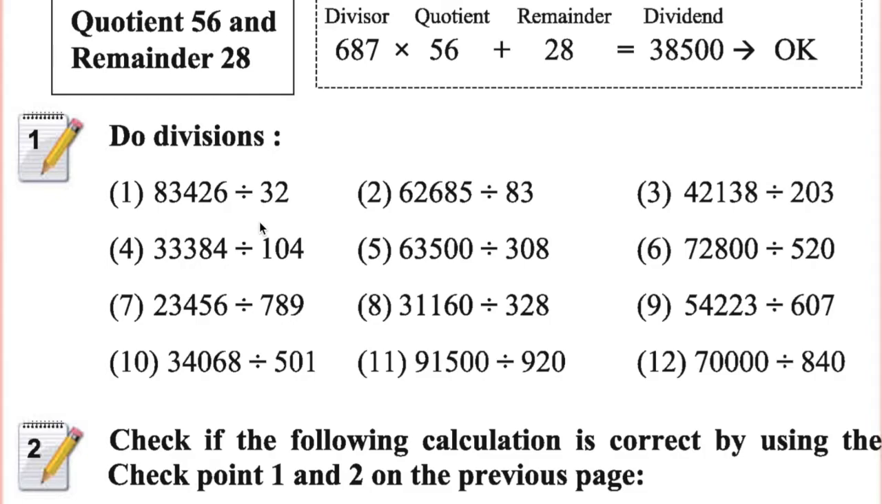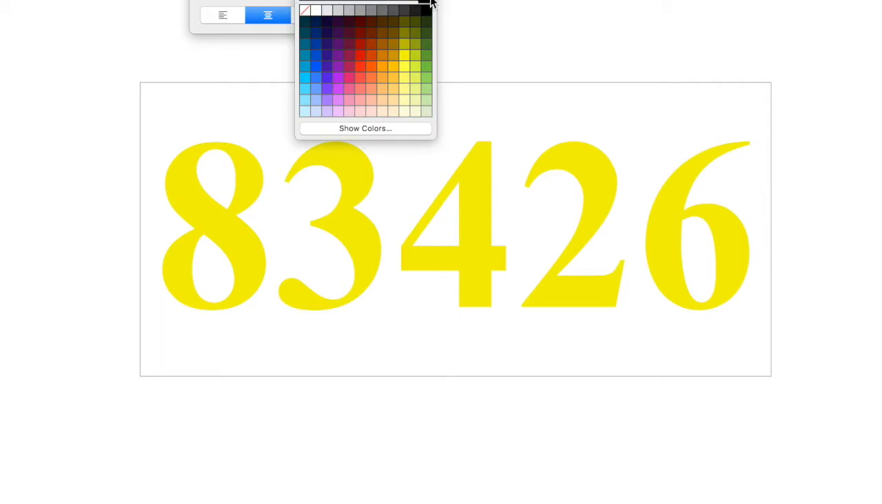We just need to remember this number, 83,426 divided by 32. 83,426 by 32.